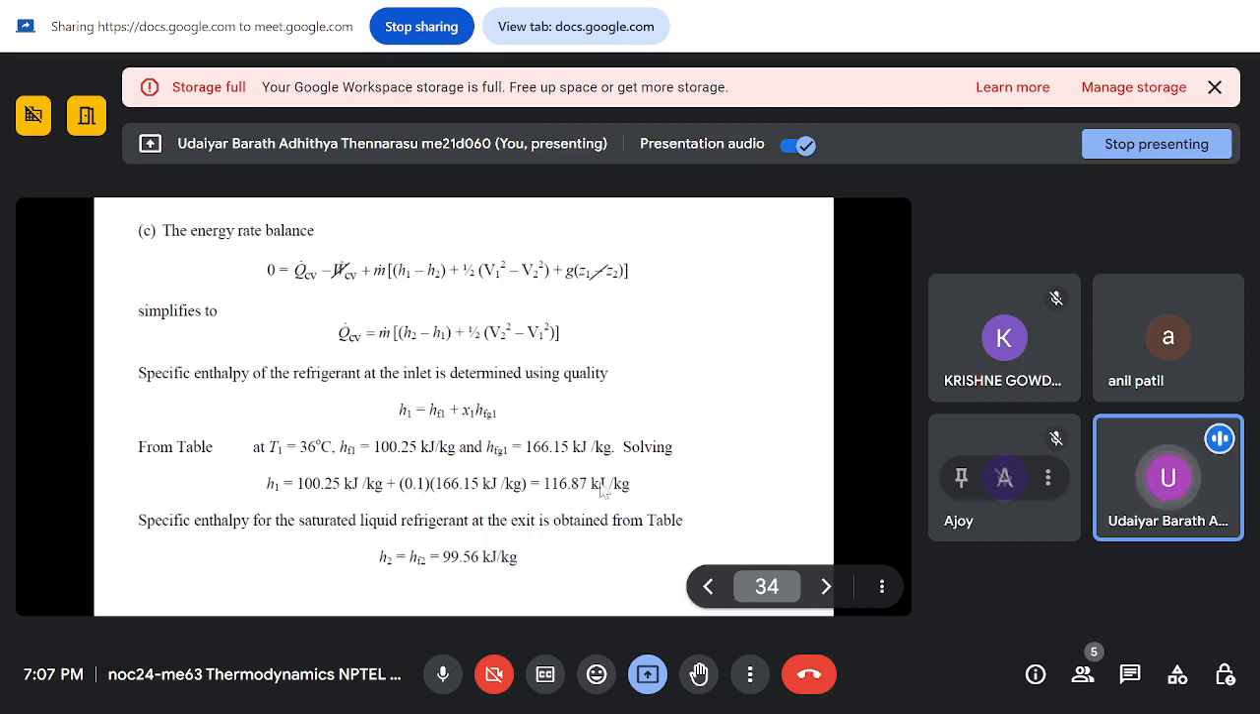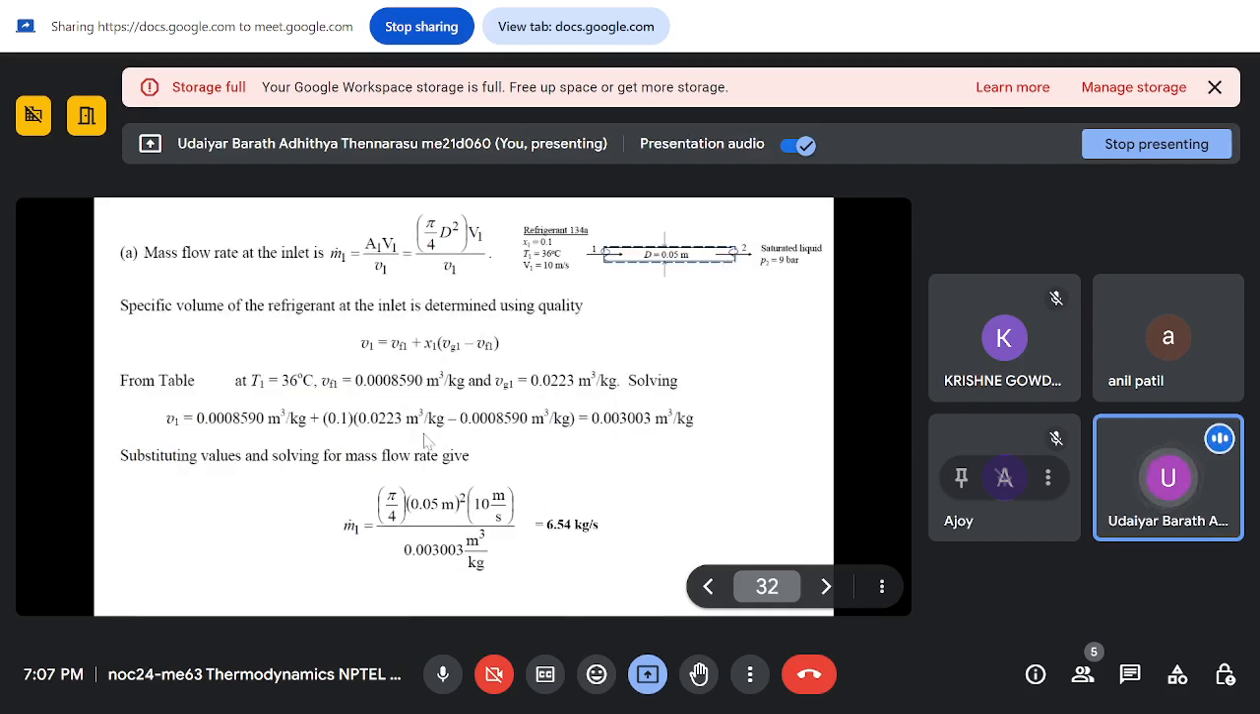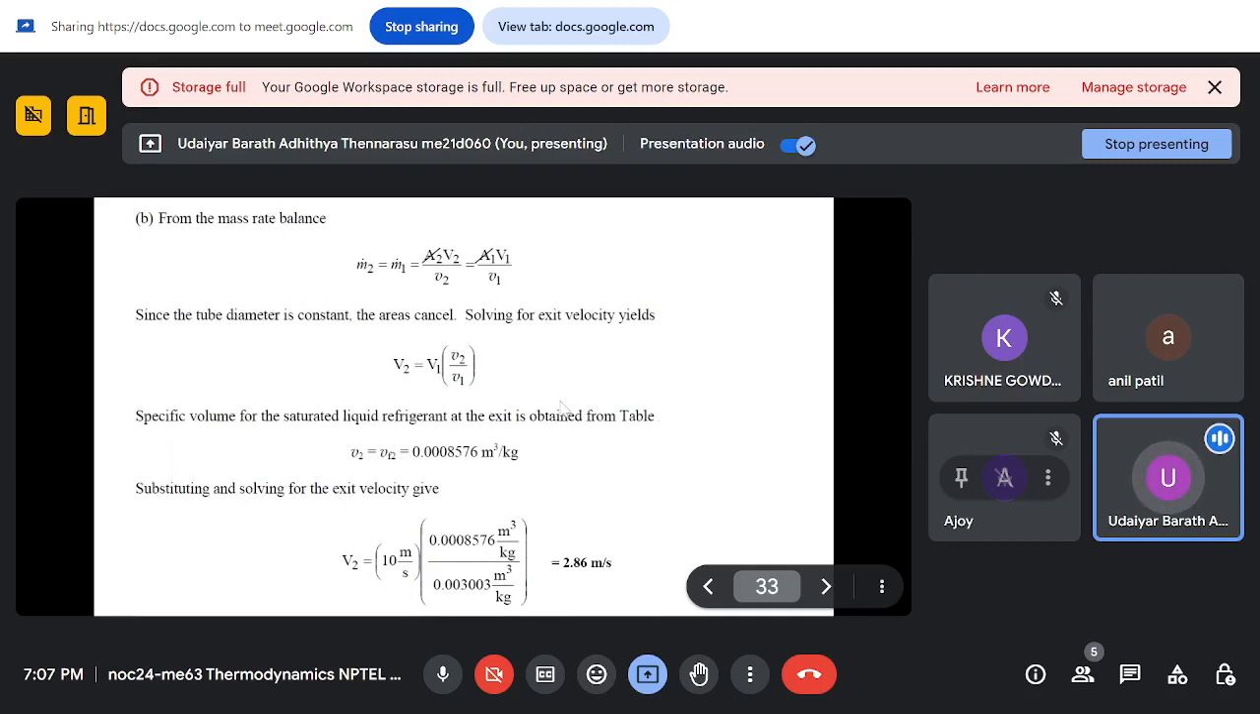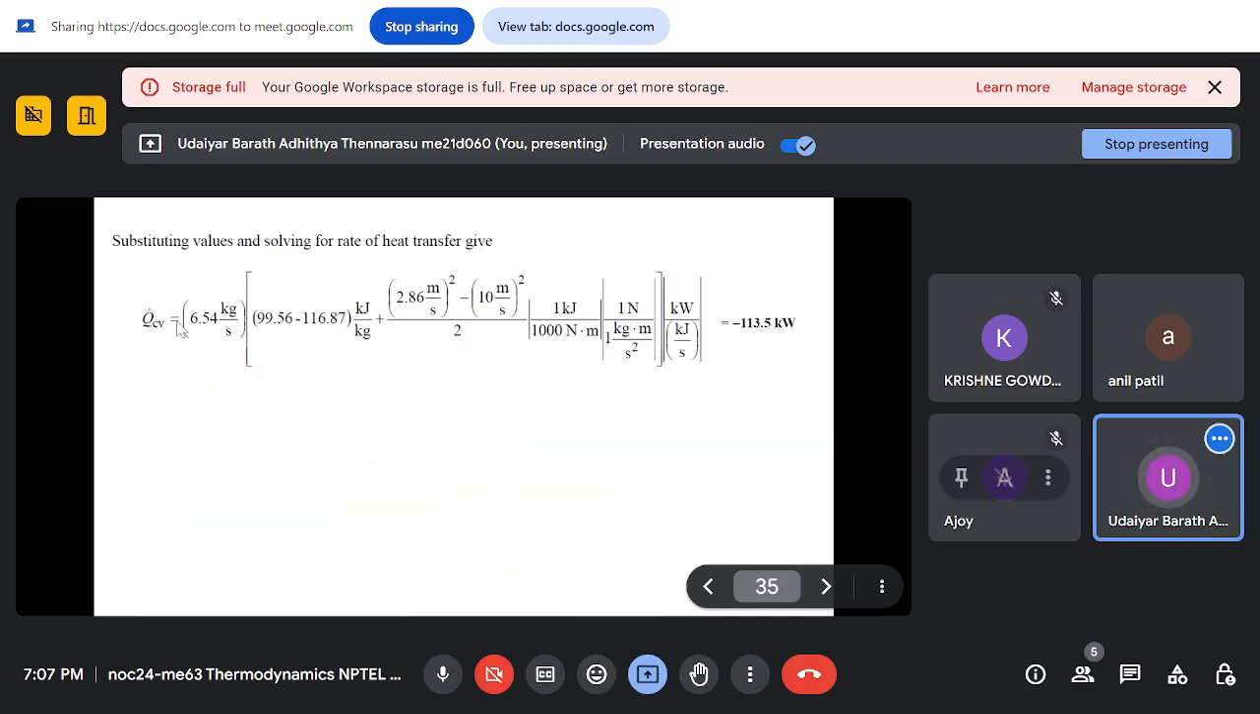116.87 kilojoule per kg. So if you see in the energy balance equation, the only unknown is the heat transfer, so the rest we know. So we will substitute the enthalpy and velocity, and also the mass is known, we have calculated, which is 6.54 kg per second. So substituting that, we will find out that the heat transfer which is happening is minus 113.5 kilowatt.